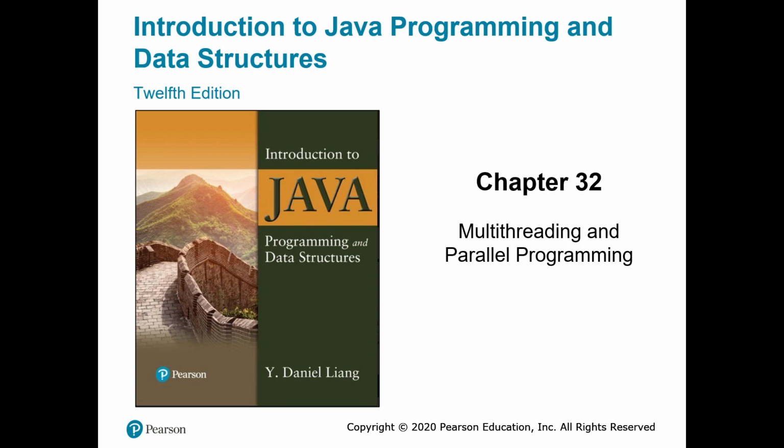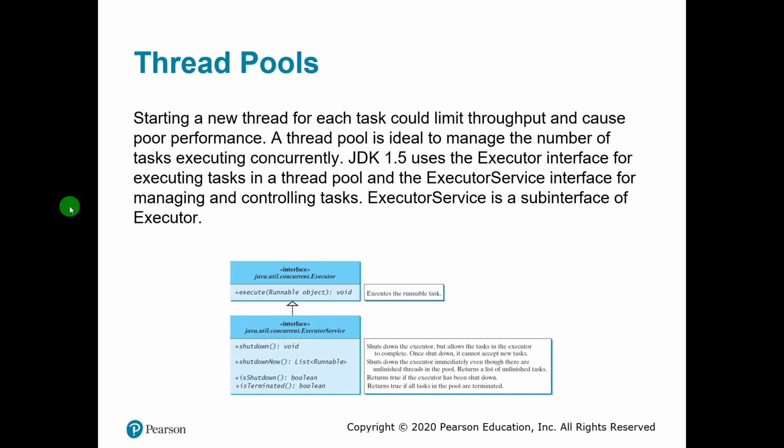In this video, we're going to talk about thread pools. What is a thread pool? Starting a new thread for every task can limit throughput. It could cause poor performance. Maybe we have 100 different tasks we want to run, right? And we're going to see some examples of that a little bit.